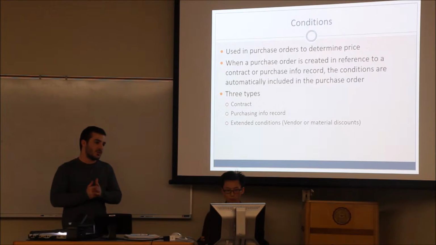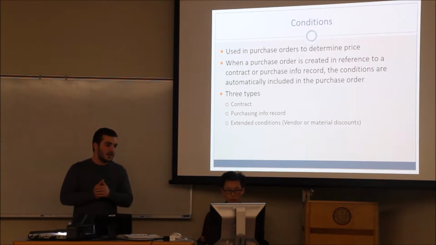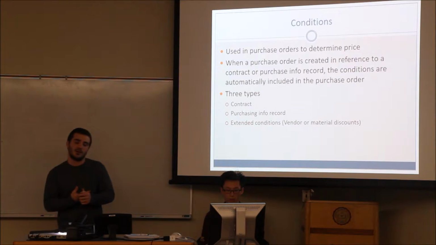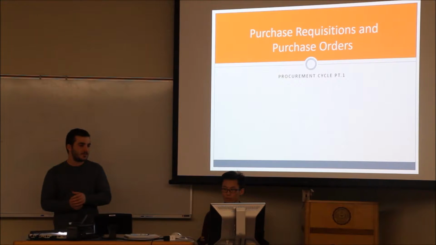Conditions. They're used in purchase orders to determine price. When a purchase order is created in reference to a contract or purchase info record, the conditions are automatically included in the purchase order. There are three types of conditions that you can have: a contract, conditions that come from your purchasing info record, and extended conditions, such as discounts that you may have from a vendor from doing previous business with them or buying in large quantities, and others.